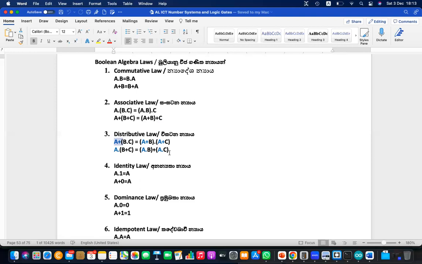Okay, then the next law is identity. Identity means it's the same, identical. We discussed this last day: A and 1 is equal to A. A and 1 is identical to A. Right? So then, again, A or 0 is identical to A.